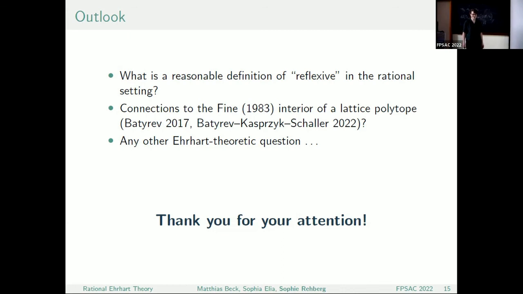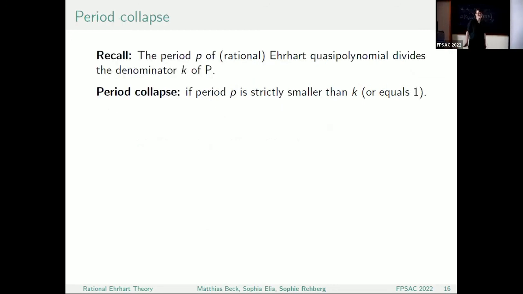For some rational polytopes, you can still have a period collapse. That means that you still have a polynomial, an Ehrhart polynomial. So that's something you can detect with your rational h star polynomials. Thank you so much for this question. I have an extra slide for this because we also thought about this question. So let me get everybody on the same page. Period collapse means whenever we have this upper bound on the period by the denominator, and we actually have a smaller period, we call this period collapse.